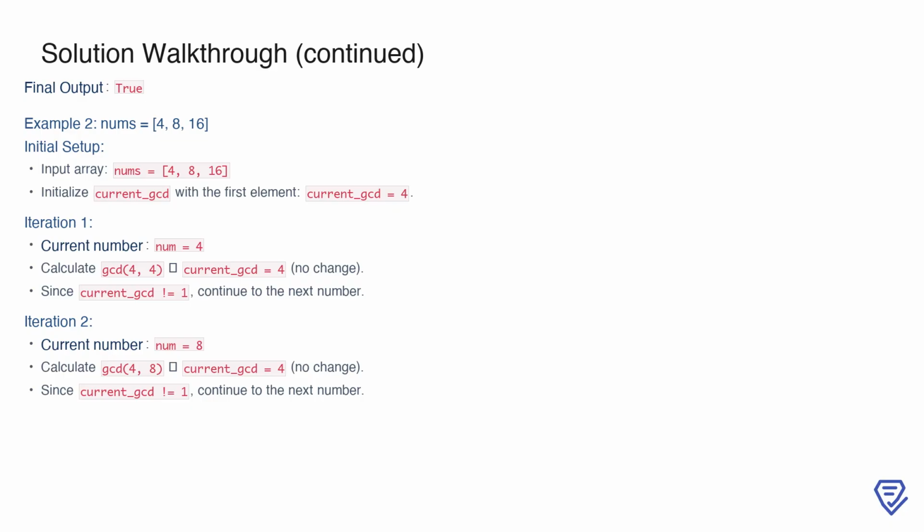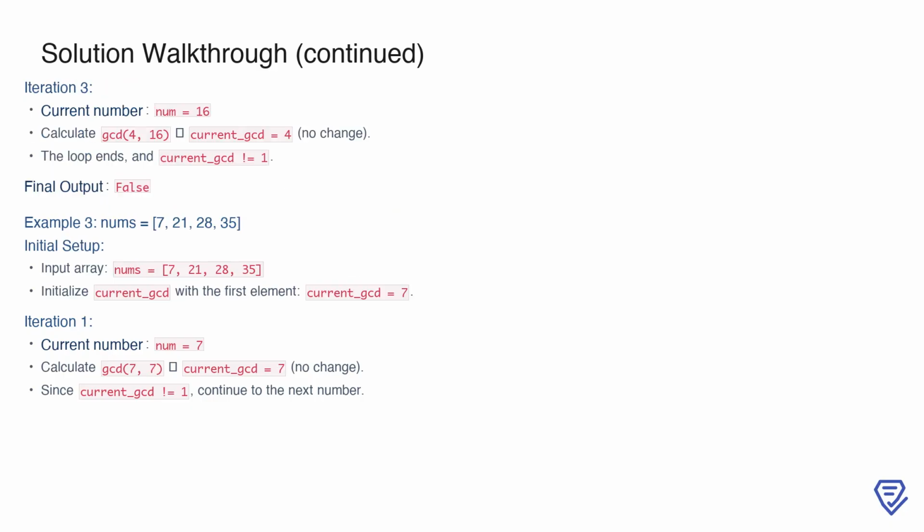In the second iteration, the current number is 8. This time, the GCD of 4 and 8 is also 4, so the value of current_GCD again remains the same. As the GCD has not yet reached 1, we continue with the process.